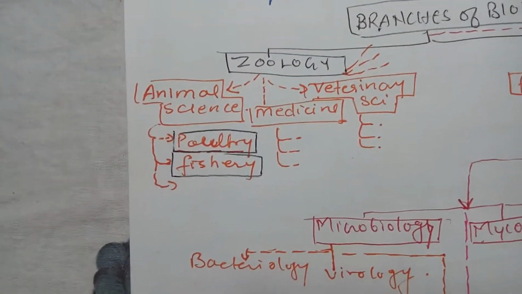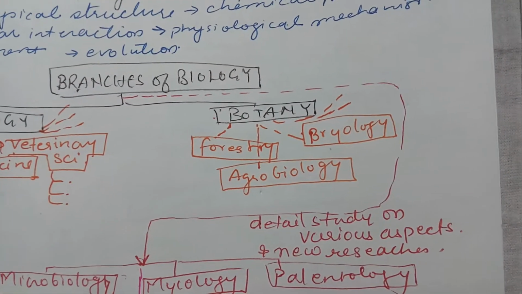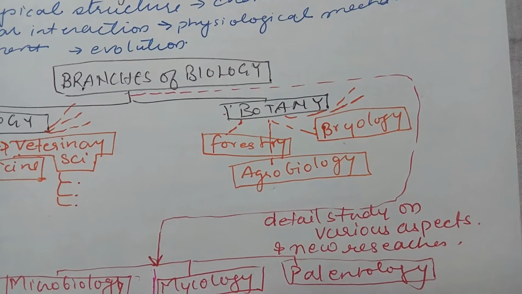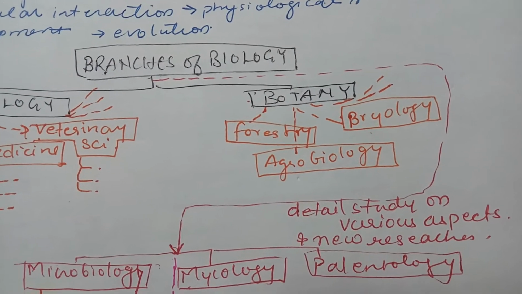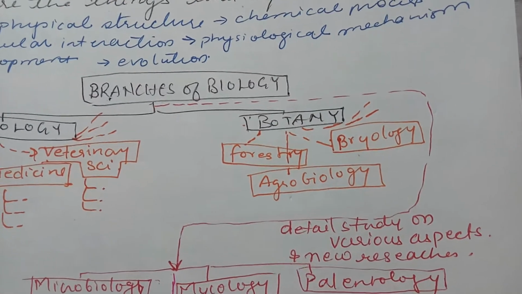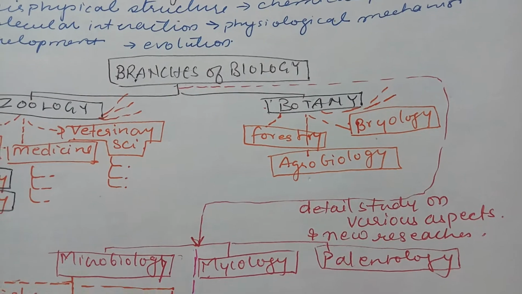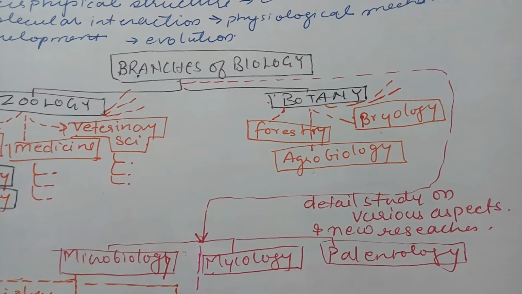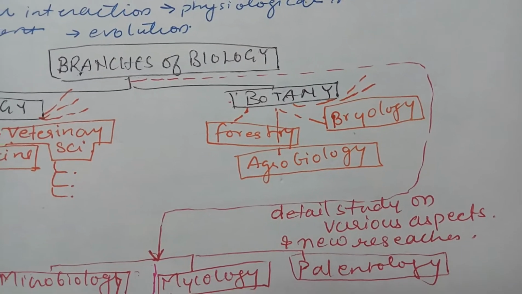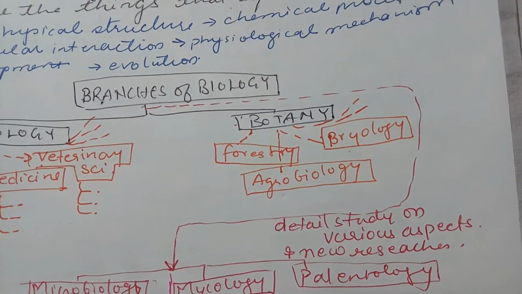Similarly, from other branches also there are a number of branches. Then we have botany, which is the study of plants. Different branches of botany are forestry, where we study forest plantation; agrobiology, where we study plants that are useful as far as their nutritional value is concerned; and bryology, which is concerned with the study of bryophytes. So similarly we have many more branches in this.